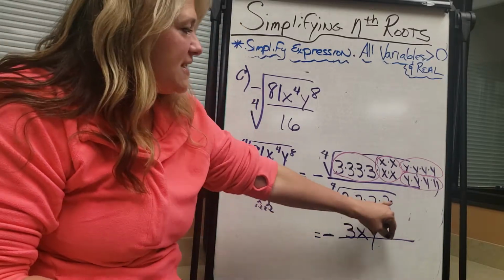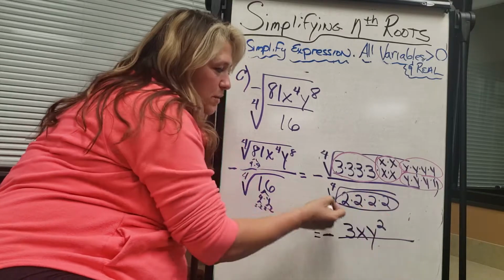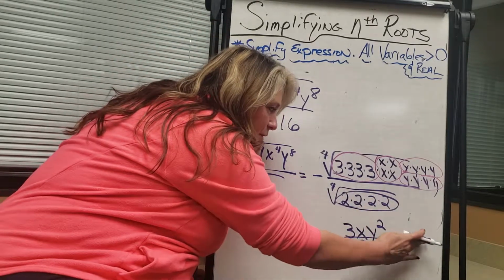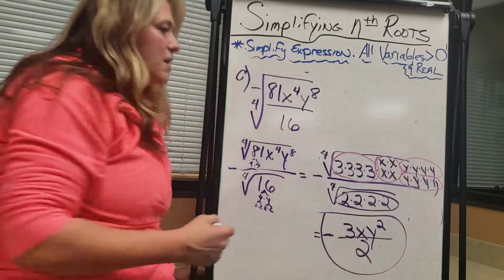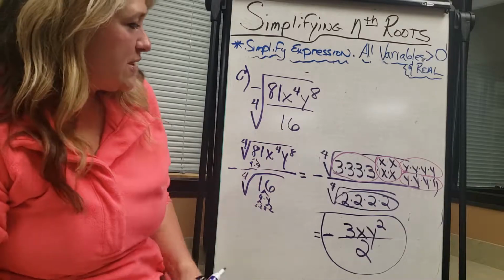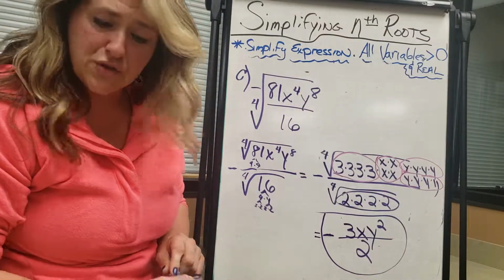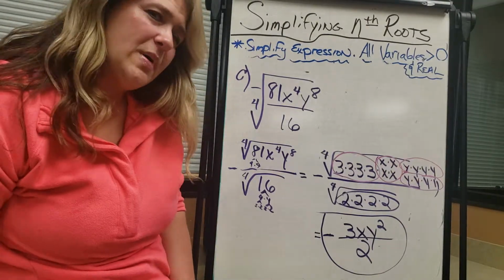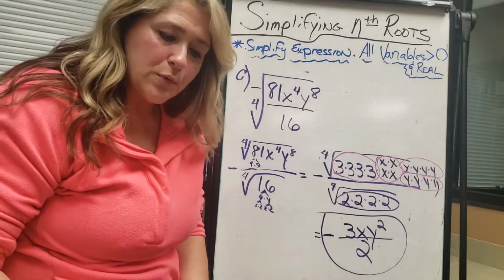Okay? And in the denominator, well, we've got 4 factors of 2. And that's what we needed. So that's exactly what comes out. Okay? So our simplified root is negative 3x y squared divided by 2. Okay? So this is simplifying some of the basic square, cubed, and fourth root examples.